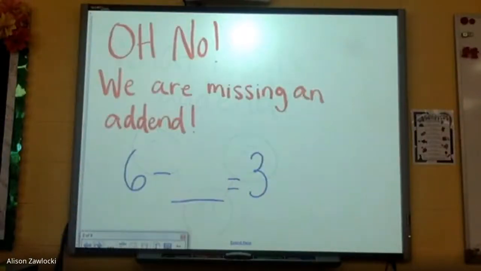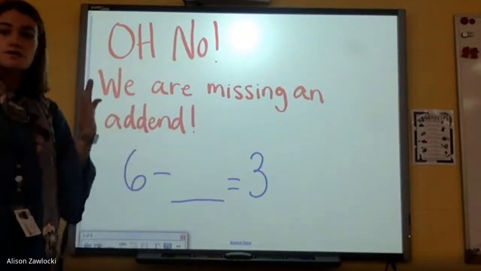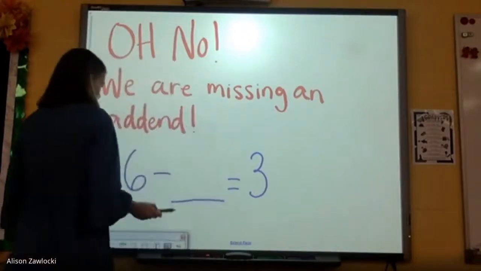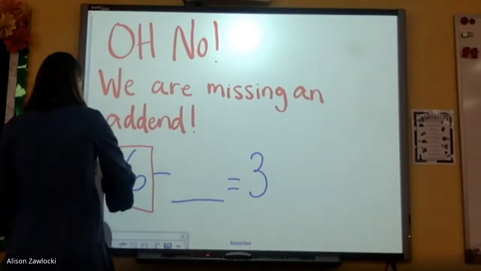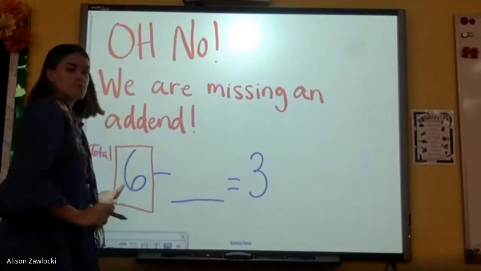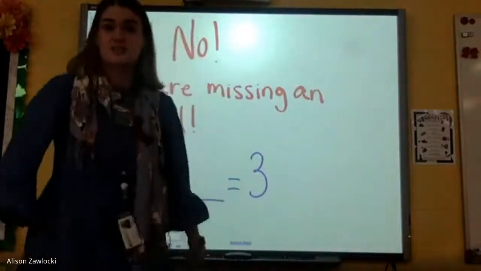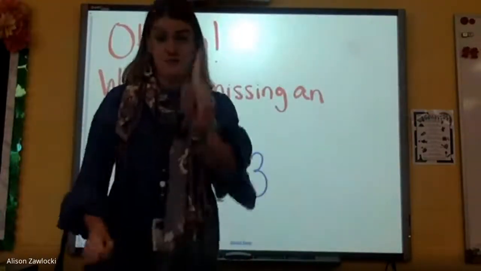Now, oh no, we're missing an addend. So if we have 6 take away blank equals 3, we're missing an addend. In a subtraction problem, this is our total. In a subtraction problem, that's our whole. We always have our biggest number first. Let's do that hand motion together. In a subtraction problem, you have your biggest number first, right?